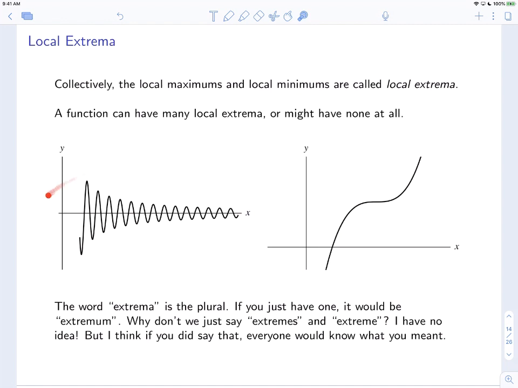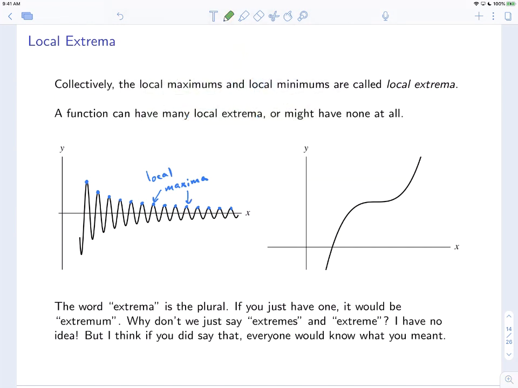So on the left, you see a lot of peaks and valleys. Every single one of these peaks is a local maximum. And as you can see, there are a lot of them. So these are all local maxima. Again, maxima, that's the plural. I don't want to draw arrows to all of these because there are so many, but all of them are local maxima.